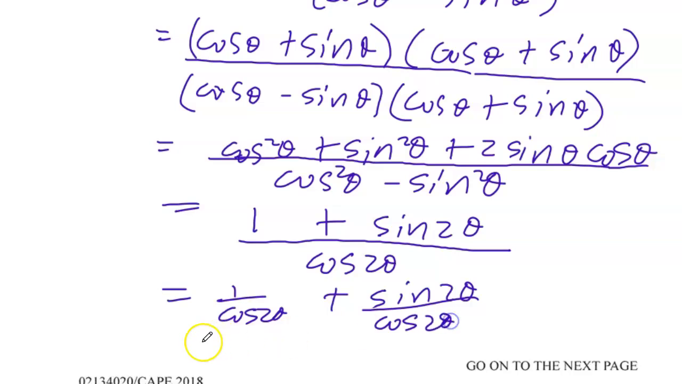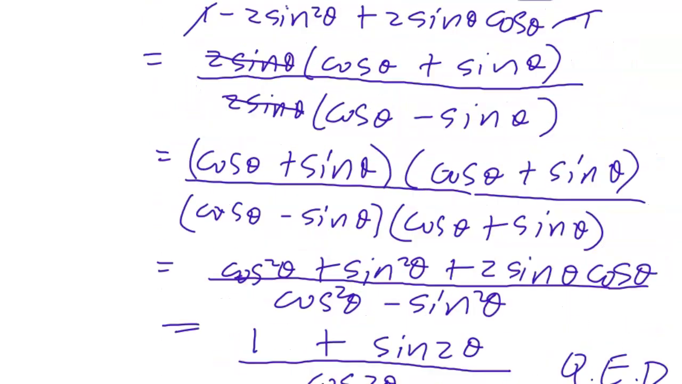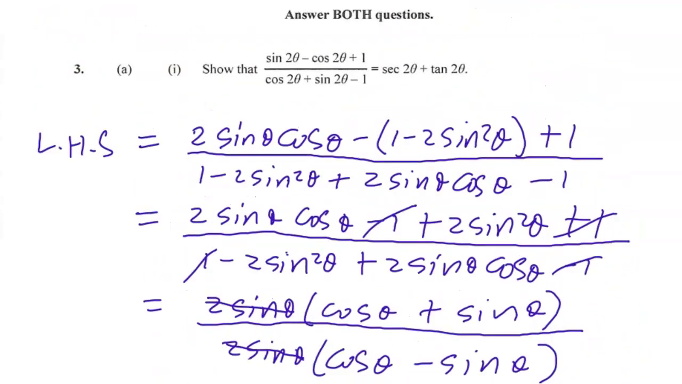So I break up the fraction. 1 over cos 2 theta, 1 over cos, that's sec. So that's sec 2 theta. And then sine over cos, that's tan, so tan 2 theta. This is what the right hand side is equal to. Notice the right hand side was sec 2 theta plus tan 2 theta, and we are able to comfortably do this proof. Let's move on to part B.